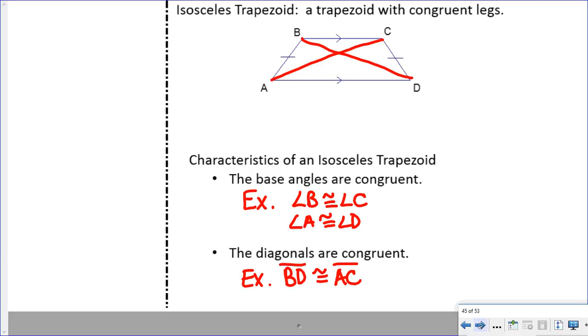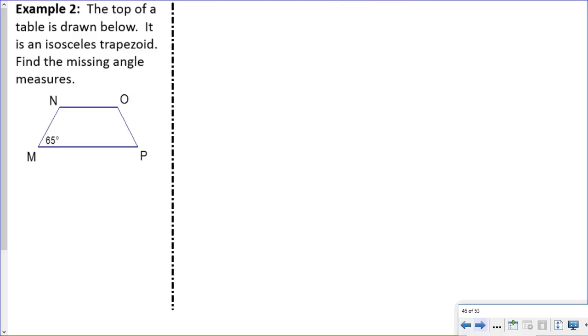Okay. All right, so let's look at example 2 on how you would use that information. The top of a table is drawn below. It is an isosceles trapezoid. So I'm going to add these little pieces in because we know it's an isosceles trapezoid. And we want to find all the missing angles. So go ahead and pause it, and I want you to try it with your group and see if you can find those 3 angles.